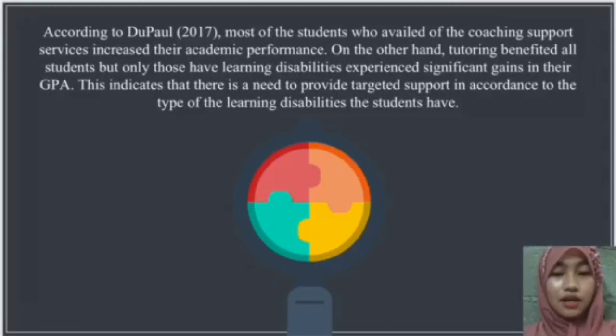The study concluded that most of the students who availed the coaching support services increased their academic performance, and on the other hand, tutoring benefited all students, but only those who have learning disabilities experienced significant gains in their GPA. This indicates that there is a need to provide targeted support in accordance with the type of learning difficulties the student has. Thus, tutoring procedures involving immediate feedback are known to be successful for learners with attention deficit hyperactivity disorder, or ADHD.